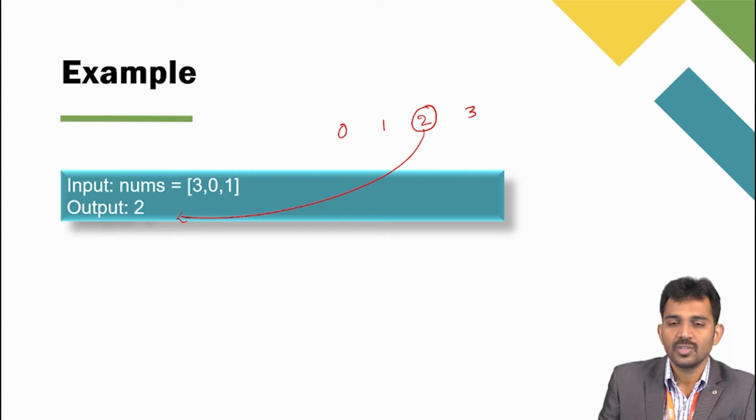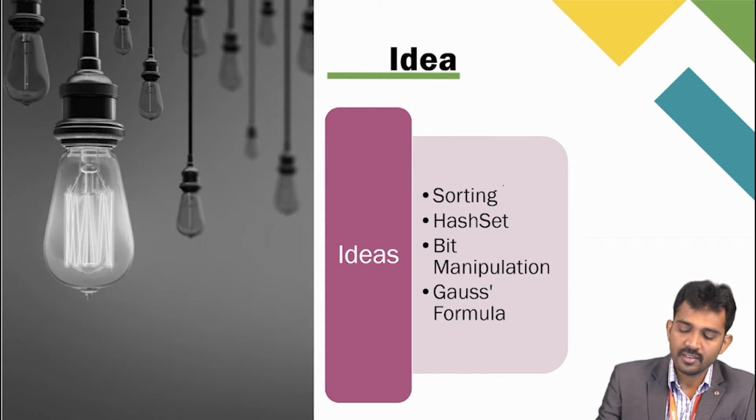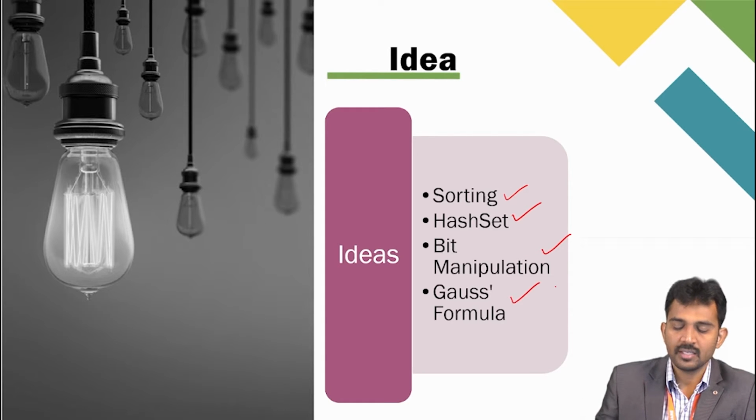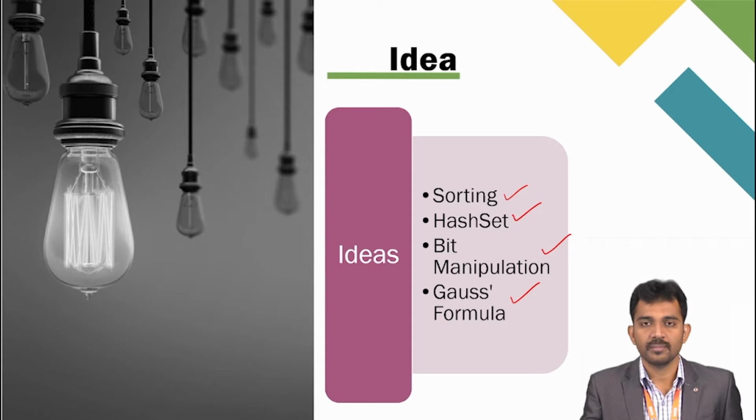It's very simple. To solve this problem, we have four techniques: first sorting, then hash set, bit manipulation, and Gauss's formula. We'll see them one by one. First, we'll solve this problem using sorting.